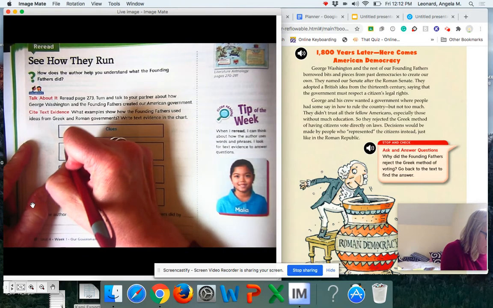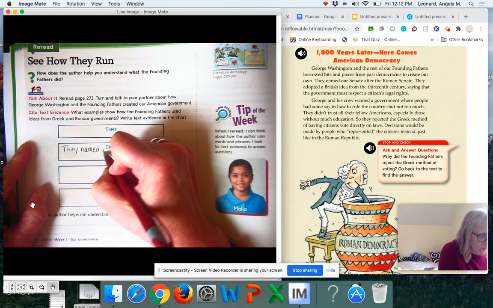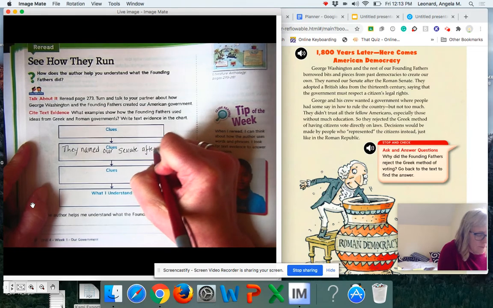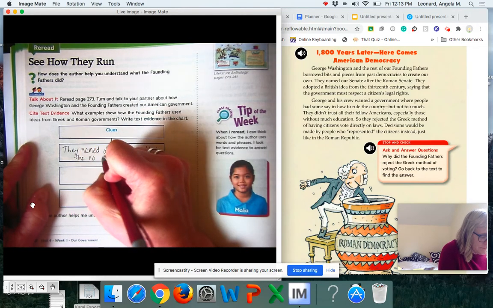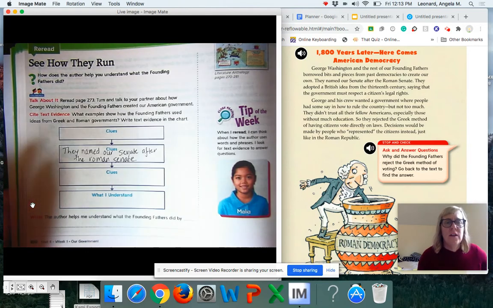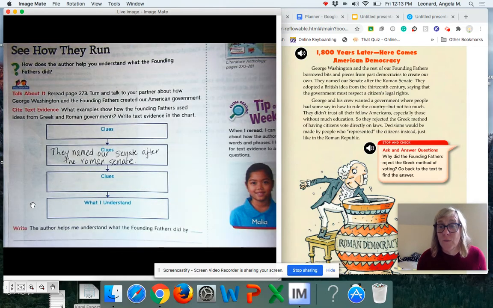Okay. They named our Senate after the Roman Senate, period. Notice that all of the words in my sentence are spelled correctly because I am basically copying that sentence right out of page 273. And so I should have those words spelled correctly with appropriate punctuation.